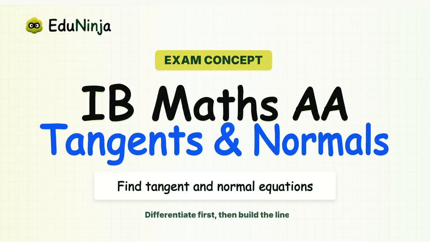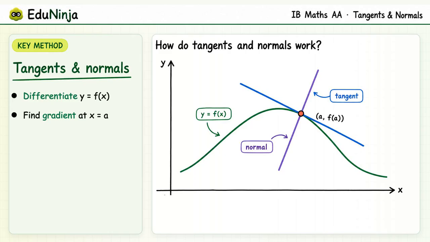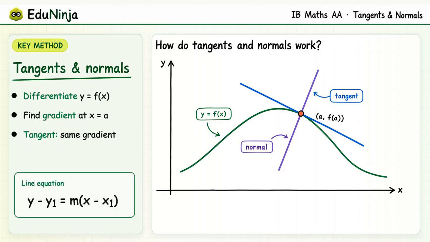Start with the tangent. A tangent is a straight line that touches the curve at one point, and at that point it has the same gradient as the curve. In IB Maths, the gradient of the curve comes from the derivative. So if the curve is y equals f of x, then the tangent gradient at x equals a is f prime of a. The common mistake is to stop after differentiating. That only gives the gradient.